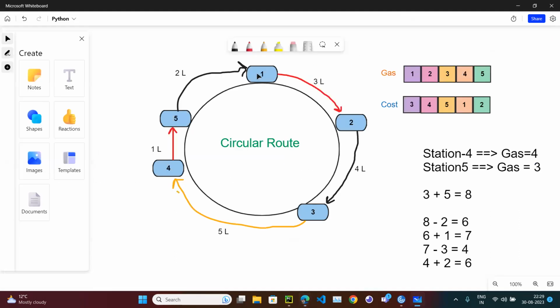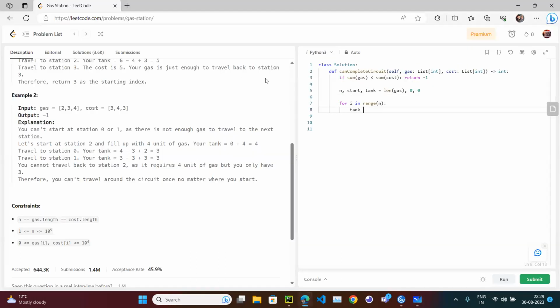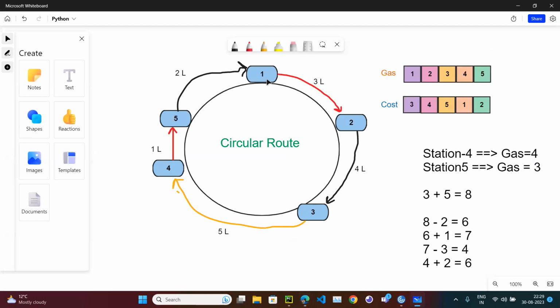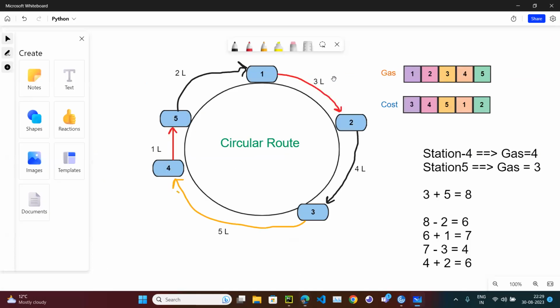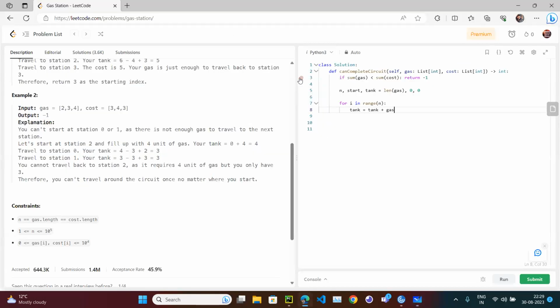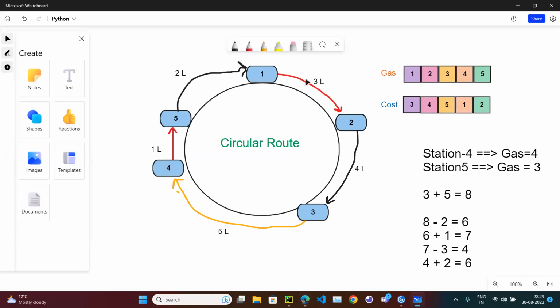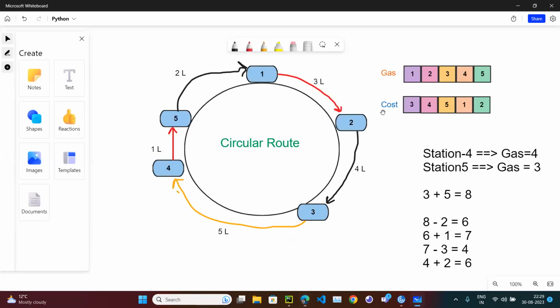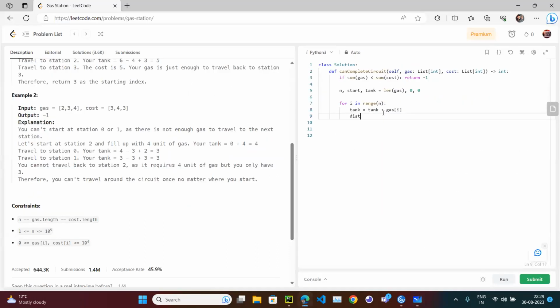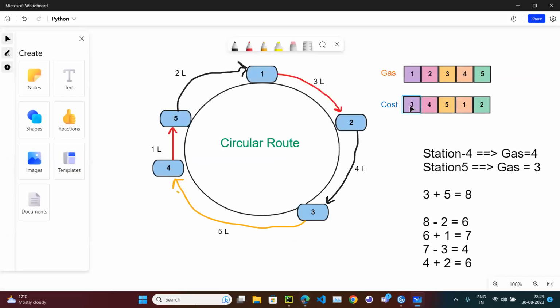We start from first. As soon as we start from first, what is our first purpose? I will fill my tank with what value? Whatever the existing value, tank plus whatever the gas station has, gas of station of I, that is 1. Now how much distance I need to travel to the next station? Distance I need to travel is equal to the cost of I, that is 3.